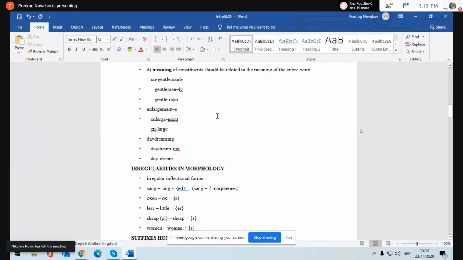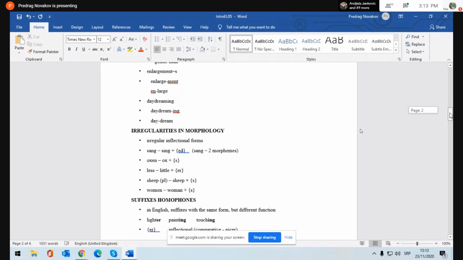The same goes with enlargements. Now we have an inflectional suffix s. You remember we have to separate it first: enlargement and s, inflectional suffix first, and then we simply have enlargement. Why not in and largement? Simply because largement does not exist. So we have to say en-large-ment. And finally, en as a prefix, and large. These are ultimate constituents. And one more example, daydreaming.